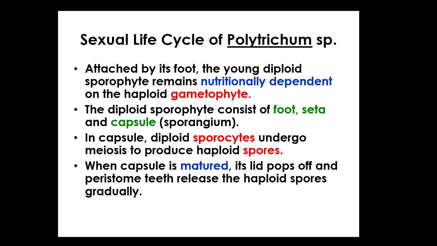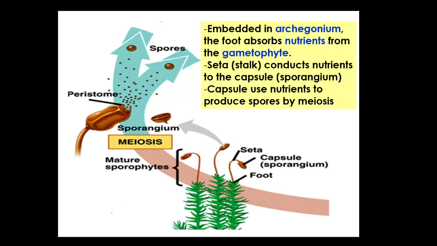This diploid sporophyte consists of foot, seta, and capsule, which is the sporangium part. In the capsule, diploid sporocytes undergo meiosis to produce haploid spores, and when the capsule is matured, its lid will pop off and peristome teeth will release the haploid spores gradually.